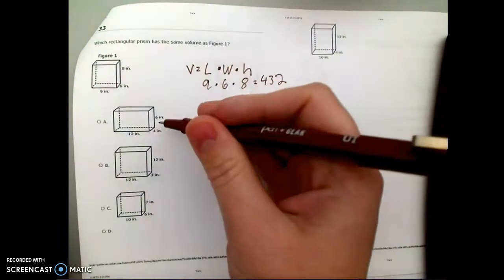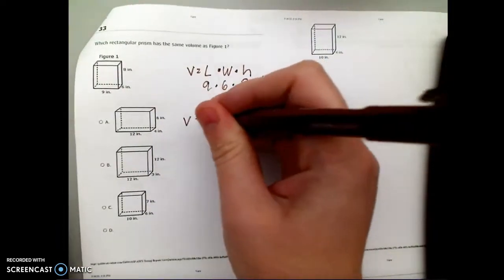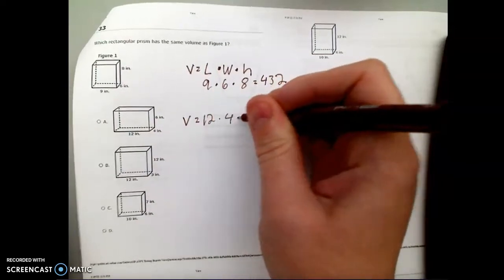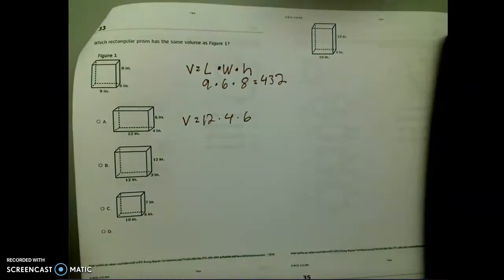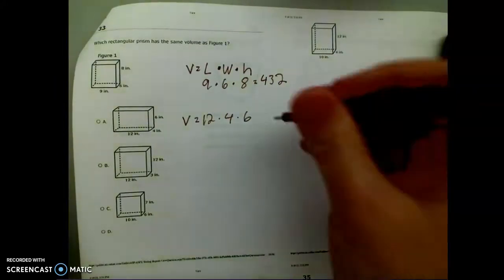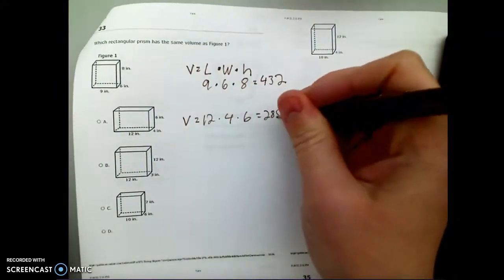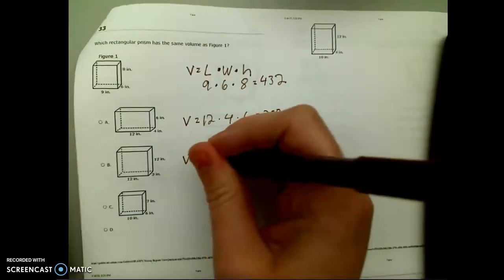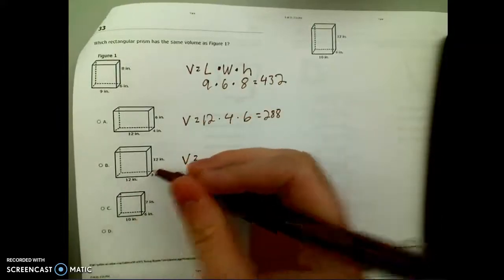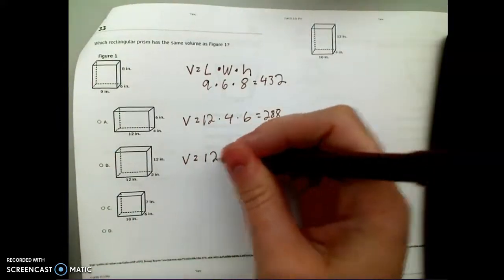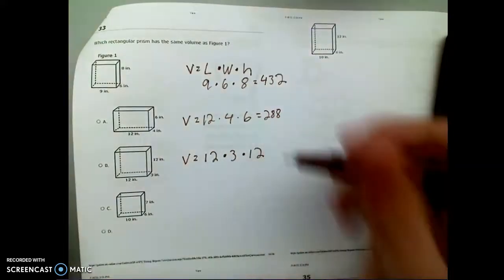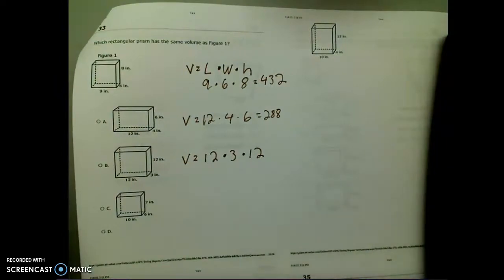Okay, so for the volume of this one, I need to do 12 times 4 times 6, which is 288. Nope, not that one. Now I move on to the next one. You'll notice that these problems where you have to check all of the options take a lot of time. This is one of the reasons why we tell you to pace yourself on any test, because each question does take a lot of effort.